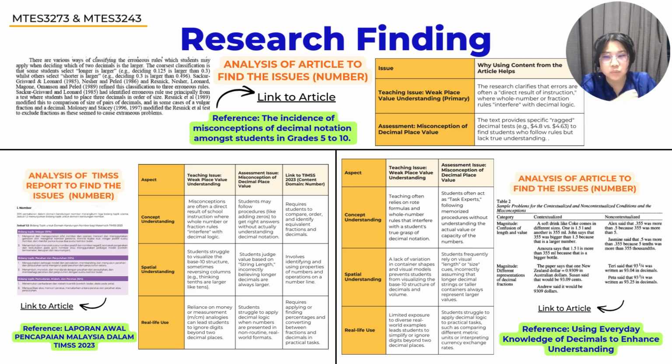In real life use, we found that relying too heavily on money, such as two decimal places, makes students ignore the digits beyond the hundredths place. Essentially, the research clarifies that errors are a direct result of instruction. When we teach decimals using whole number logic, we inadvertently interfere with the student's ability to grasp the true decimal notation.